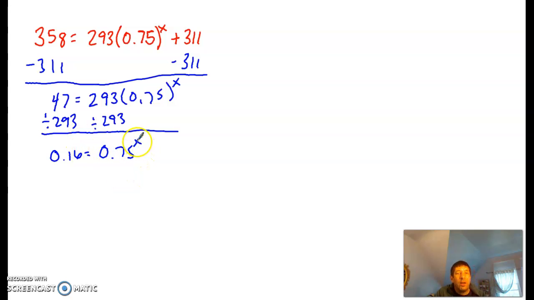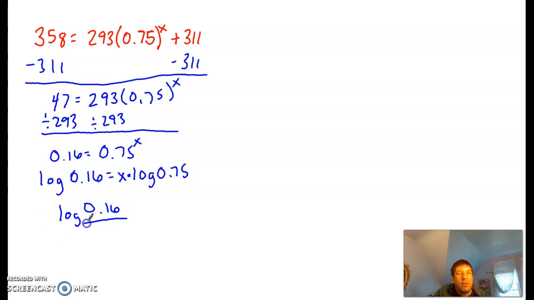And again, we need to get our exponent down. So we're going to take the log of each side. Log of 0.16 equals log of 0.75 to the x, but I'm going to bring the x down in front of the log. So now log of 0.16, and I need to divide by the log of 0.75. So the log of 0.16 divided by the log of 0.75 comes out to be approximately 6.37.